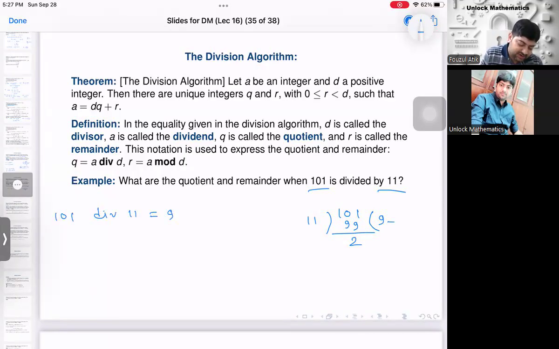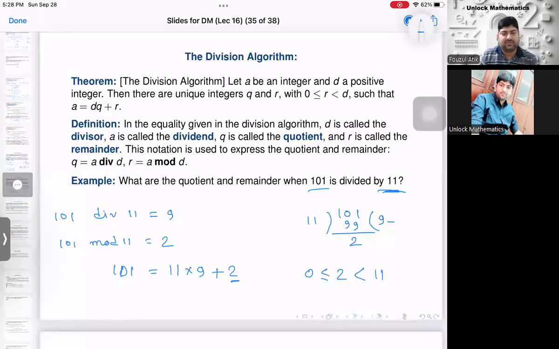And what is the remainder? Remainder is 101 mod 11. This value is 2. And you can write it as 101 is equal to 11 into 9 plus 2. See, the remainder 2 is greater than or equal to 0 and less than 11. So we have 0 less or equal to 2, which is less than 11. Yes, everything is satisfied. So therefore the quotient is 9 and the remainder is 2.